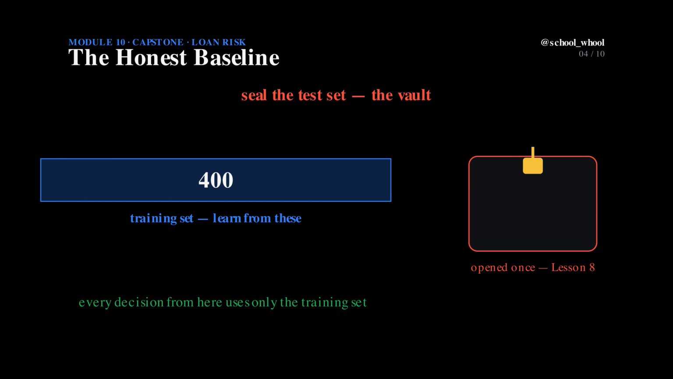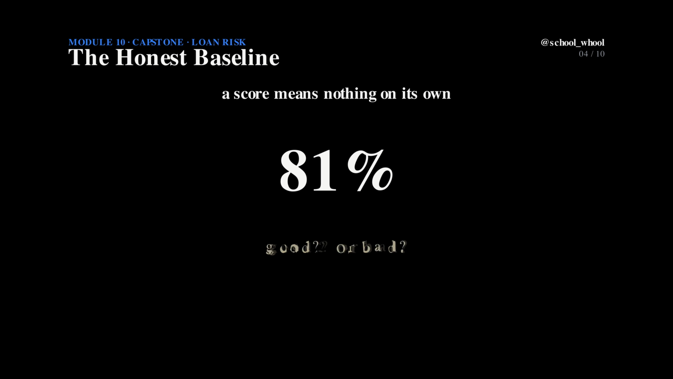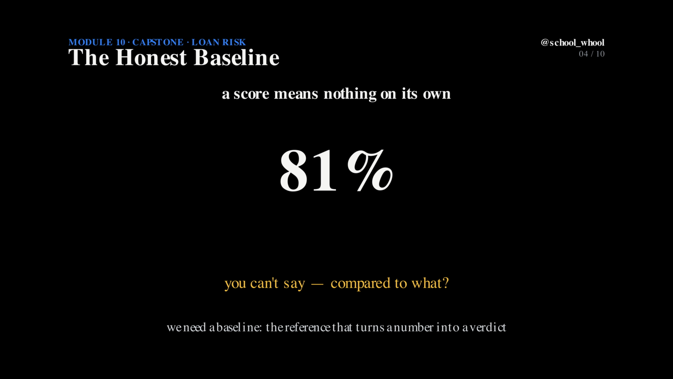Now for the second piece, the baseline. Imagine a model scores 81% accuracy. Is that good? You genuinely cannot say, not without something to compare it against. A number alone is meaningless. A baseline is the reference that turns it into a verdict.